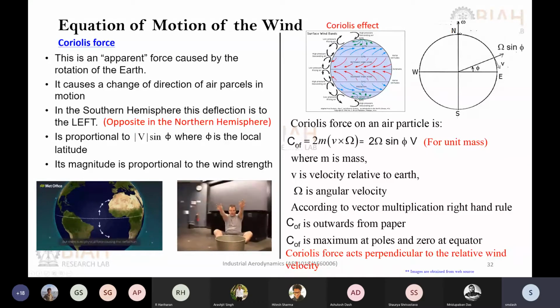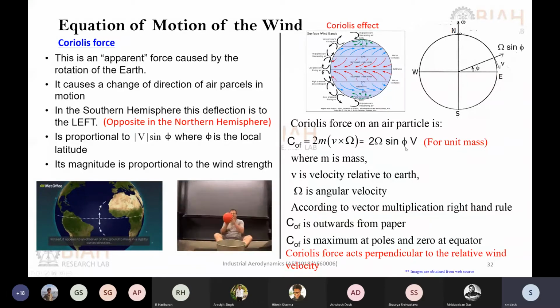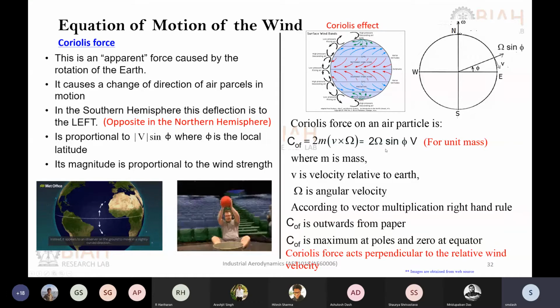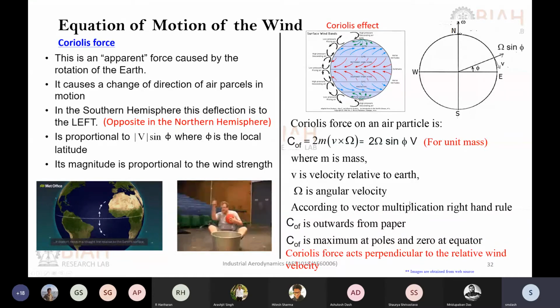Also, it depends on the latitude angle. It will be zero at the equator, because phi is zero at the equator, and as you go to the poles, it will be increasing. Okay, and the maximum will happen at the pole. Okay, so this we have already discussed.